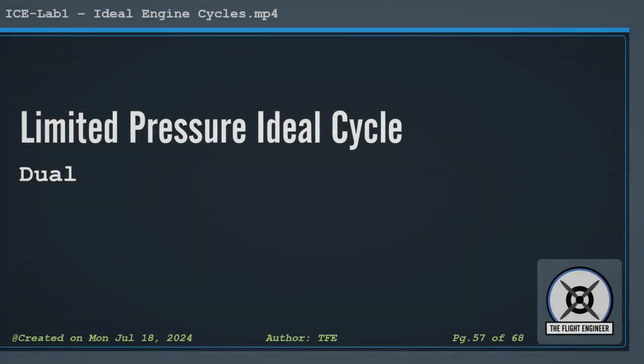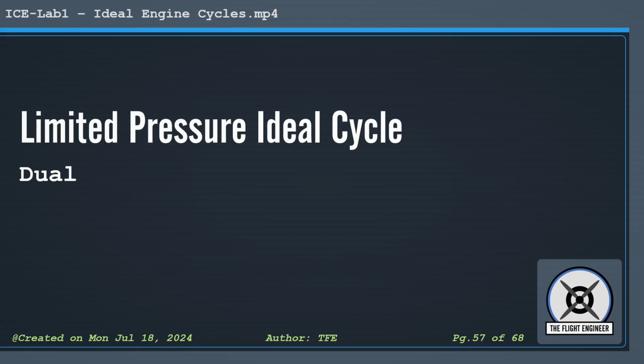Now that we've talked over the real implementation of the diesel cycle, let's move on to the third and final step of the ideal cycle journey. The limited pressure or dual cycle is the final evolution of ideal analysis. It combines aspects of both the Otto cycle and the diesel cycle to give us the most realistic representation of combustion possible in this simple format.